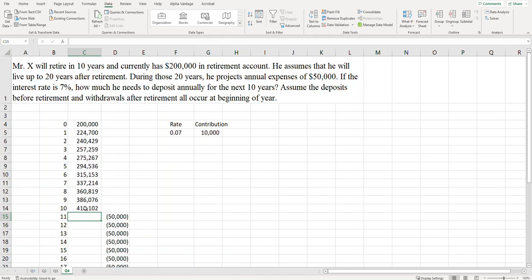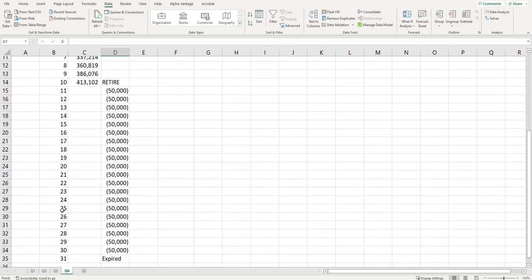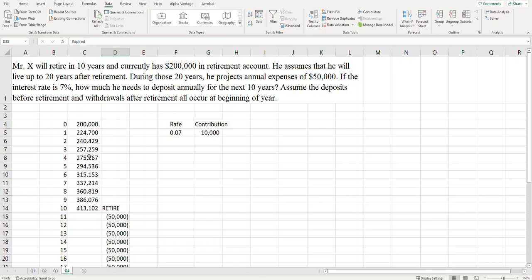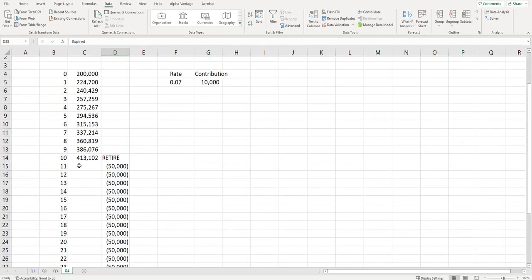So then what happens once we hit retirement? After 10 years, we're going to retire. So that means there's a remaining 20 years, years 11 through 30 of retirement, and then by year 31, our gentleman, Mr. X, will conveniently expire. So now what we need to know is what's happening to the cash flows here. And now, rather than getting a contribution, we're going to have D15, a withdrawal. Now, one thing I noticed here is that this contribution wasn't locked in, so we need to lock that in.